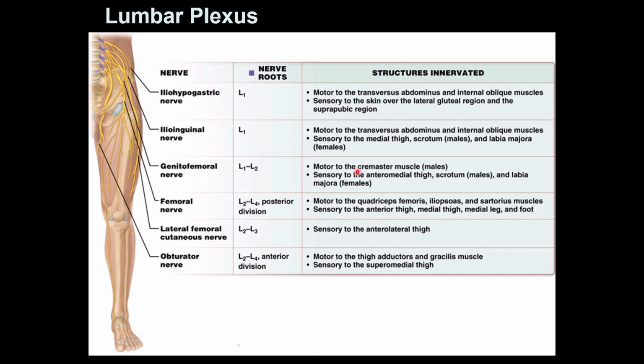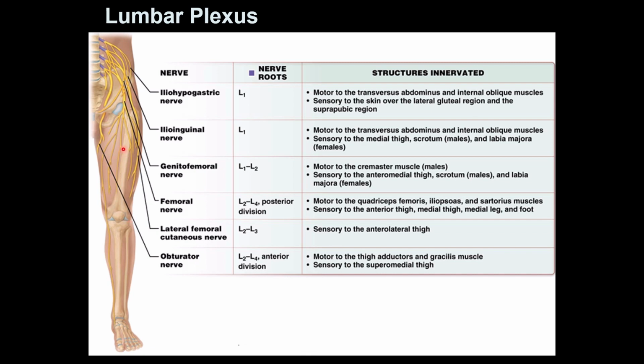Genitofemoral also causes innervation of the motor muscles of cremaster. This is mainly in male, and let's not talk about it for now because you have to know some other functions in male genitalia. Femoral nerve is a big nerve, so this is the biggest nerve in the lumbar plexus, and that is supplying the quadriceps muscles. Okay, so quadriceps muscles, if you remember, cause extension of the knee.